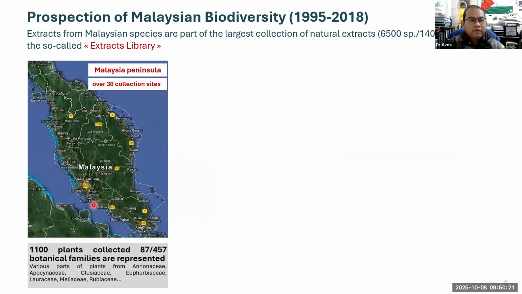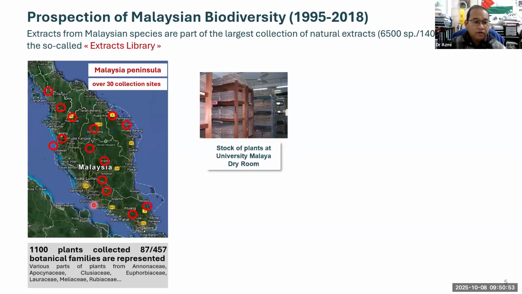Regarding the prospecting of Malaysian biodiversity, we started the program in 1985 and stopped in 2018 because of funding, of course. There were several stations collecting in Peninsular Malaysia, because under the Malaysia Agreement 1963, we cannot enter Borneo, which is Sabah and Sarawak. So the Forestry Department only covers Peninsular Malaysia. Right now we have 1,100 plant collections covering 87 of the 57 botanical plant families, including Annonaceae, Apocynaceae, Clusiaceae, Euphorbiaceae, Lauraceae, Meliaceae, and Rubiaceae. It's a large plant collection.